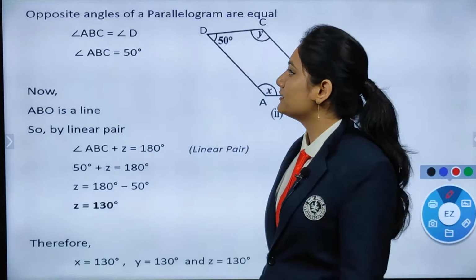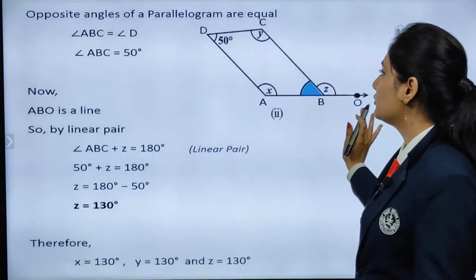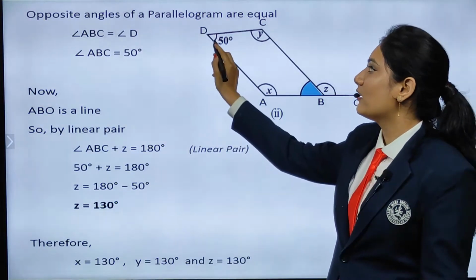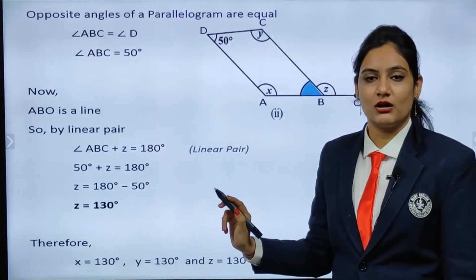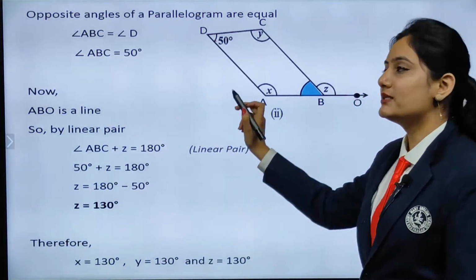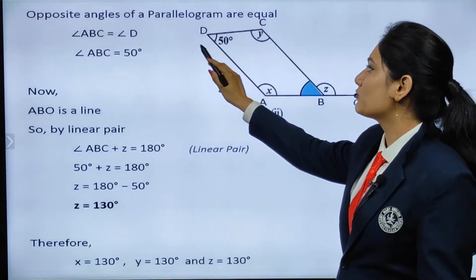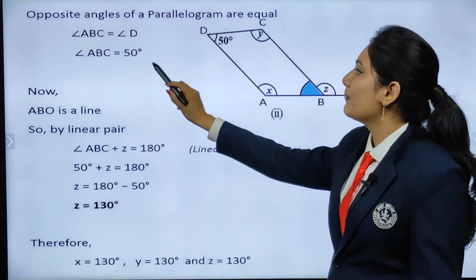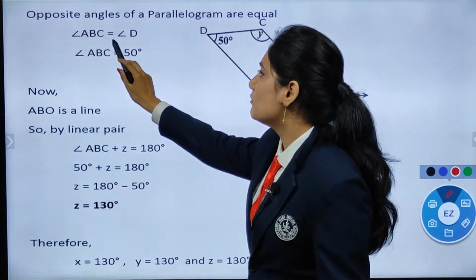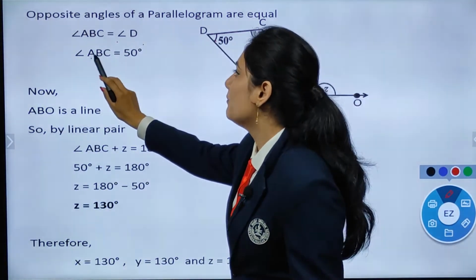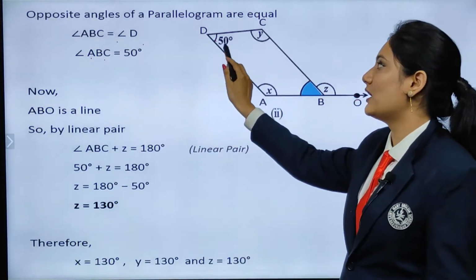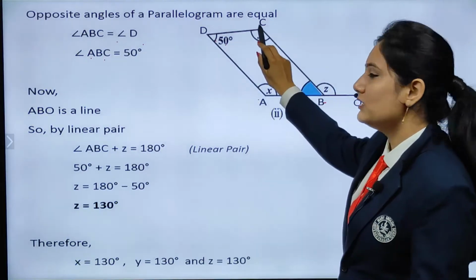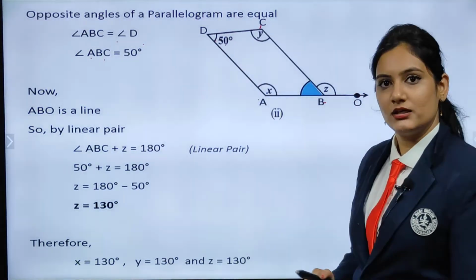Next question, see here, this is the shape. You have to find the value of x, y and z. Here angle D is only given, other angles are unknown, but you can see it is a parallelogram, so angle D and angle B will be equal. So angle ABC is equal to angle D, and angle D is 50 degree. Angle ABC and angle D are equal.